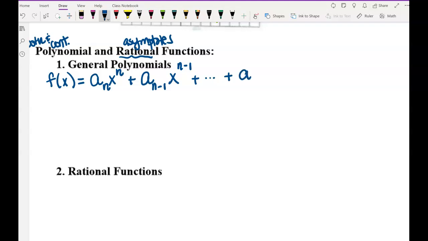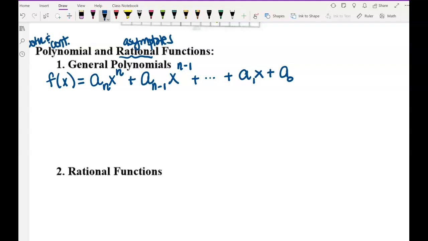Then we're going to have a sub 1, okay, the second to the last term here. As you can see, I'm not writing any power, so that power is going to be a 1. And then our last term is a subscript 0. As you can see, there's no x variable because a sub 0 will be a constant.